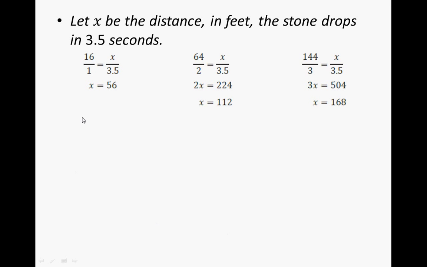Using the information from the table, if 16 feet is 1 second and we have 3.5 seconds, then x would have to be 56 feet. If we use the second set of information, 64 feet in 2 seconds, but we're only looking for 3.5 seconds, then we would have 112 feet in 3.5 seconds. And if we use the last one, 144 feet in 3 seconds, but we want 3.5 seconds, then x would be 168 feet.